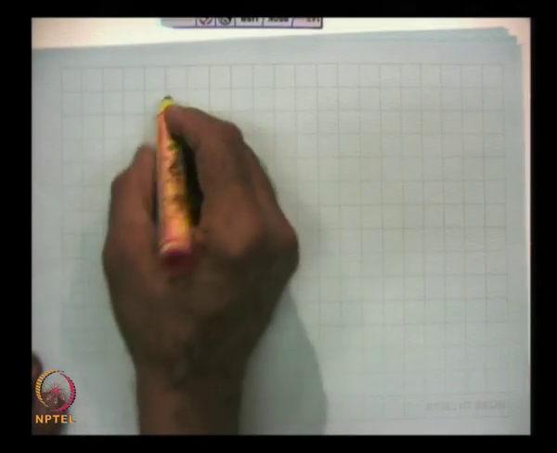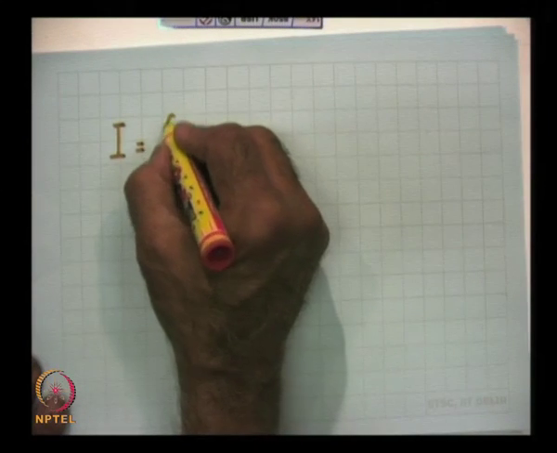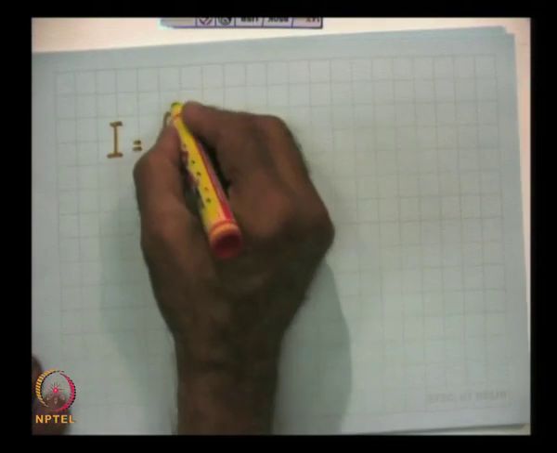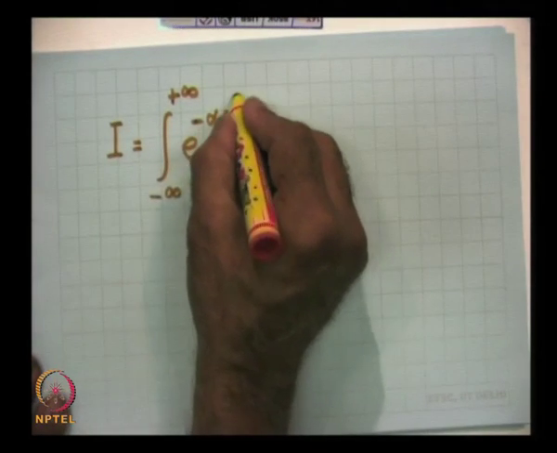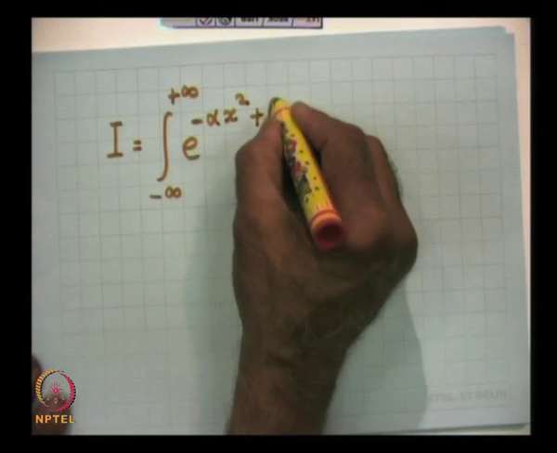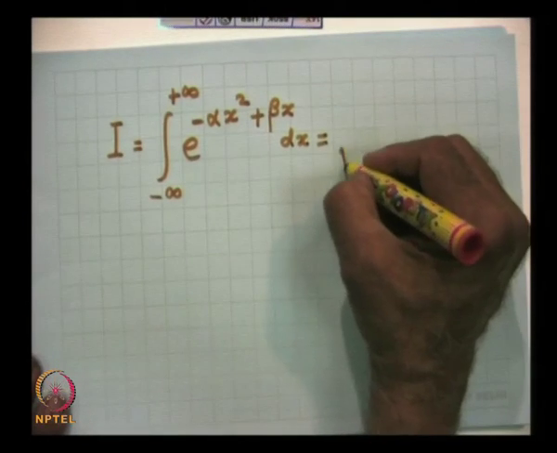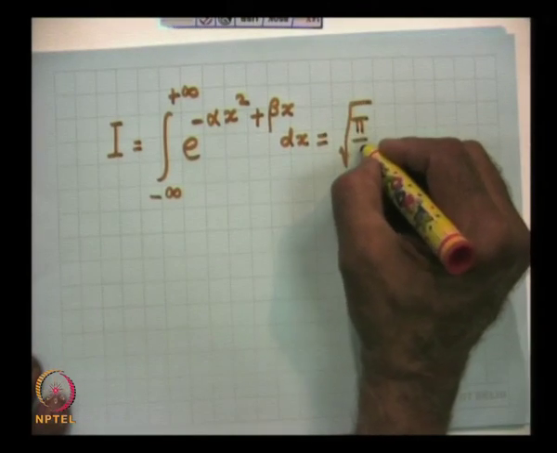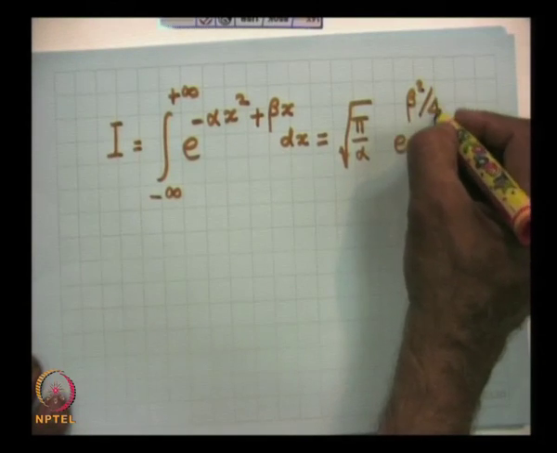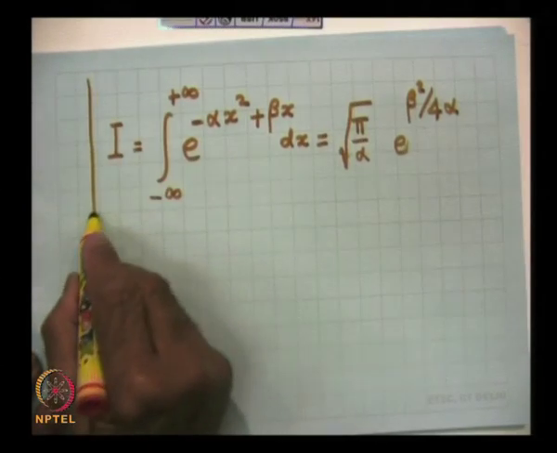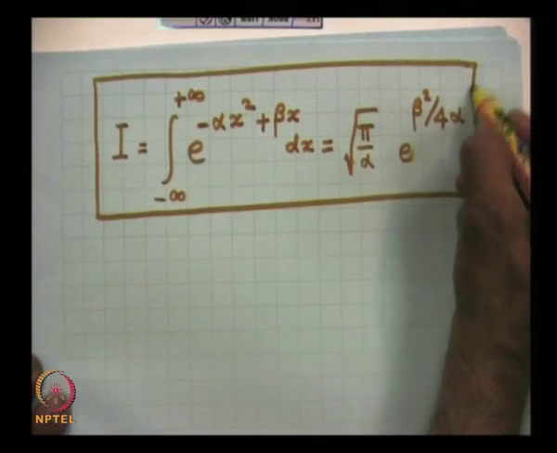So, let me write this down once again, that the integral I is defined as integral from minus infinity to plus infinity e to the power of minus alpha x square plus beta x dx is equal to under root of pi by alpha into exponential of beta square by 4 alpha. This I would request all of you to remember.